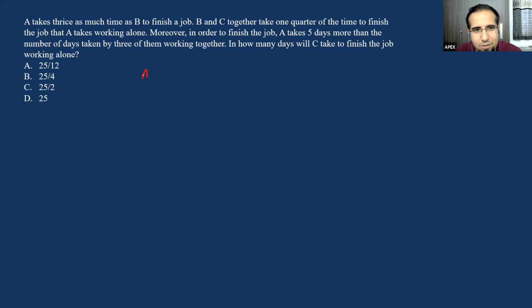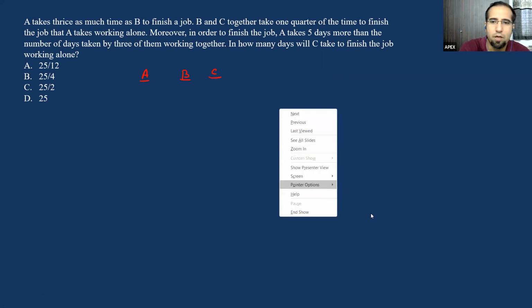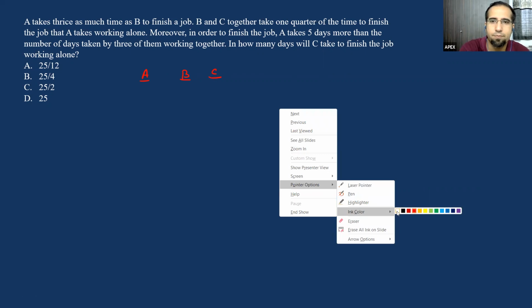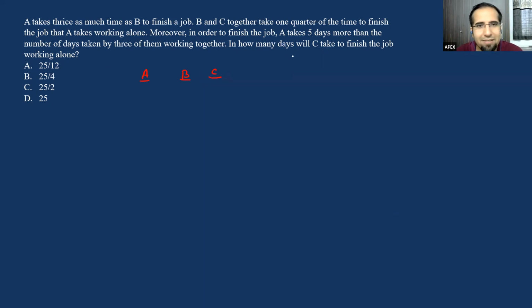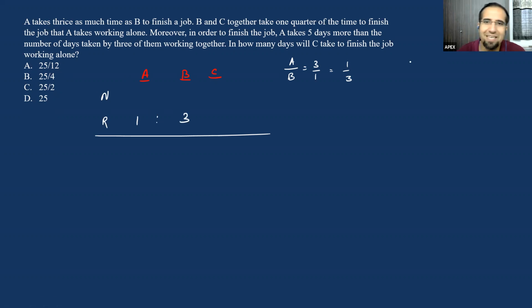A takes thrice as much time as B to complete the work. B and C together take 1/4 of the time taken by C to complete the work. Okay, let's see. So if A takes thrice as much as B, if I'm given the ratio of time taken as 3:1, can I say ratio of efficiencies will be 1:3? So I'm not talking about N, instead I'm talking about R. This is 1:3. Now B and C together take, so the time taken by B plus C together is 1/4 of what A takes alone. So again, if time taken is this, then the efficiency becomes 4:1.